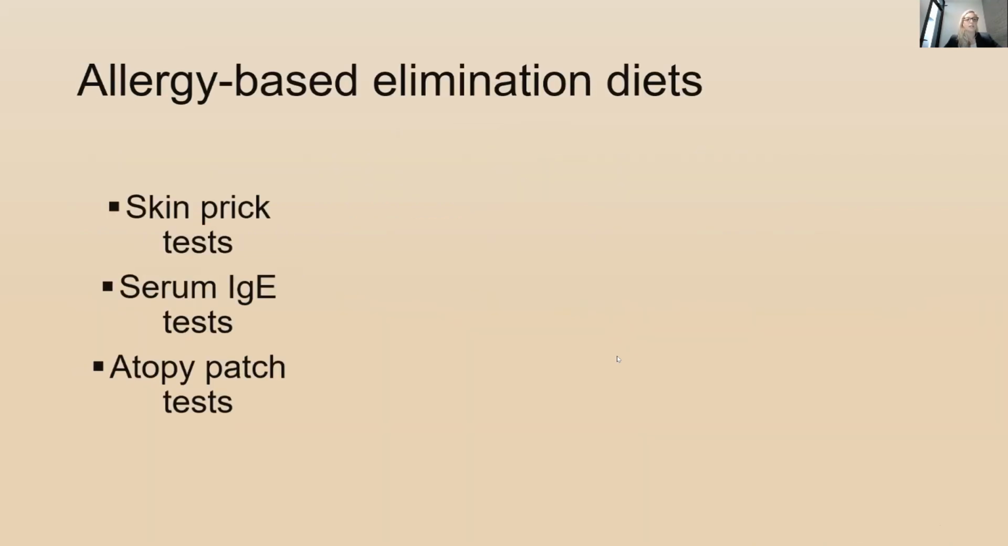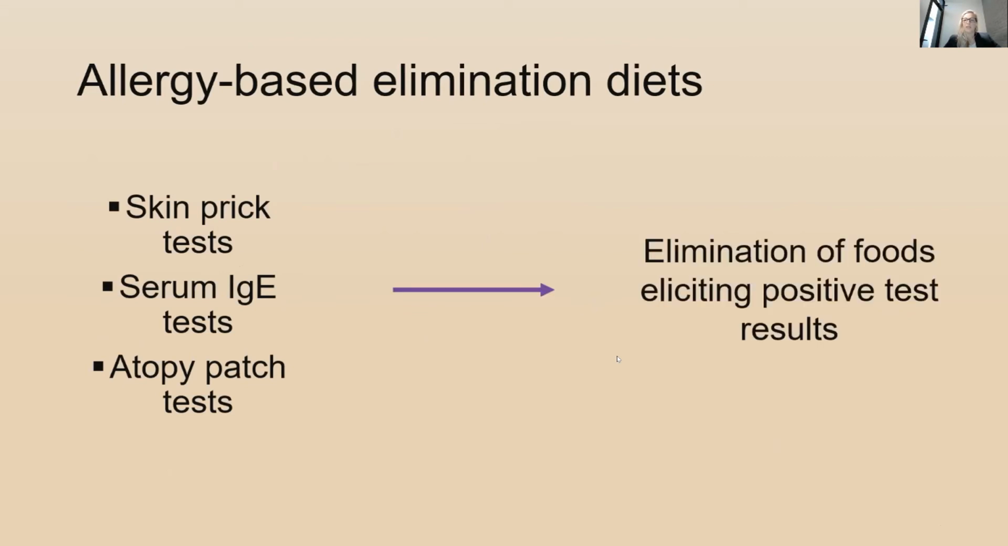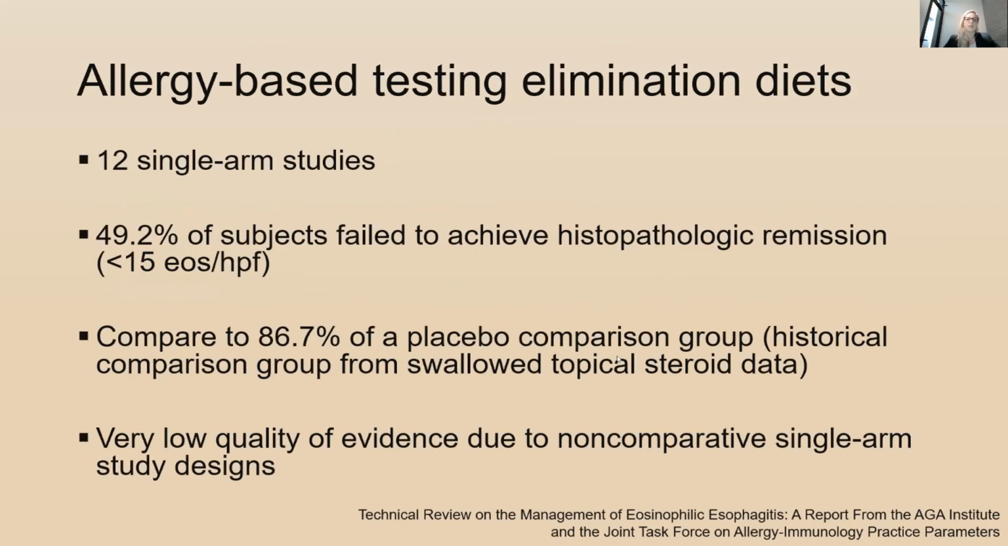There are also allergy-based elimination diets, and this is where skin prick tests, serum IgE tests, and atopy patch tests are used, and then foods that caused positive results are eliminated. And currently we've seen that these allergy-based elimination diets have lower remission rates than the other empiric elimination diets that I mentioned. In 12 single-arm studies, 49% of subjects failed to achieve histopathologic remission. This was compared to 86% from the placebo group.